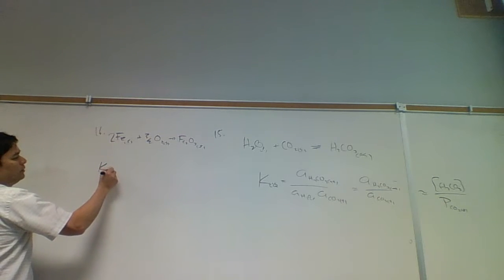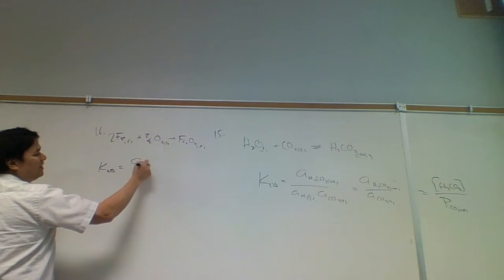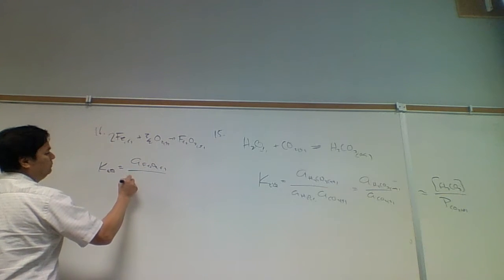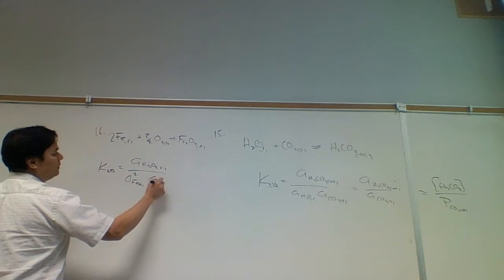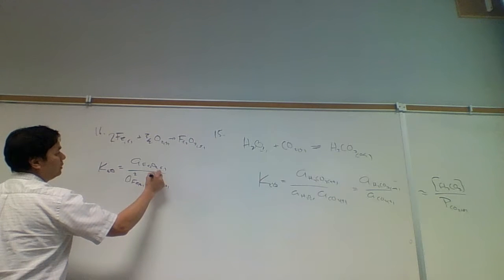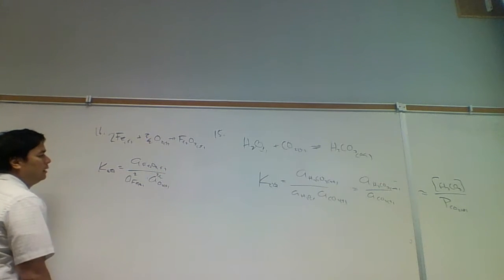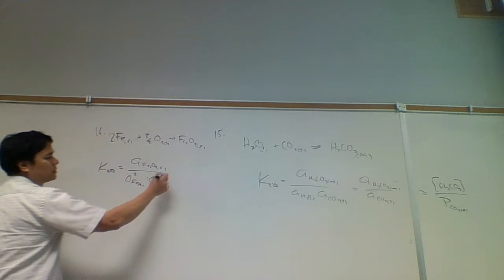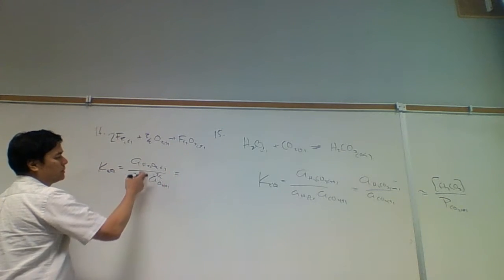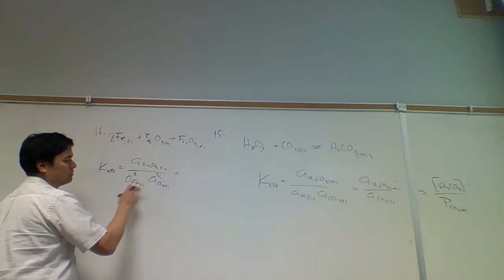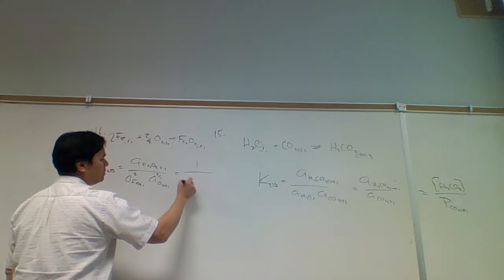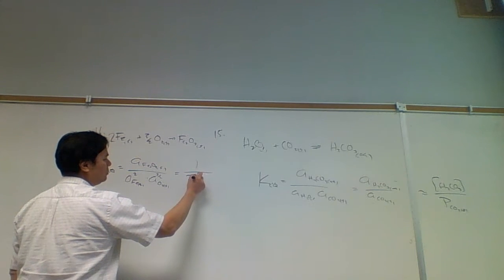If we look at KEQ here, KEQ would be the activity of the Fe2O3 solid divided by the activity of the iron solid squared times the activity of the O2 gas to the 3 halves. In terms of concentrations and or pressures, this one's not going to have any concentration, because activity approaches concentration for aqueous solutions, but we have 2 solids here, so the activity of the solid is 1. So this is just going to be 1 over the partial pressure of O2 to the 3 halves power.